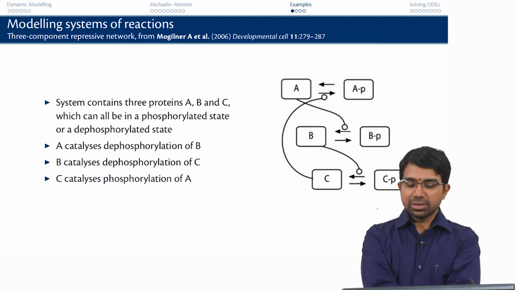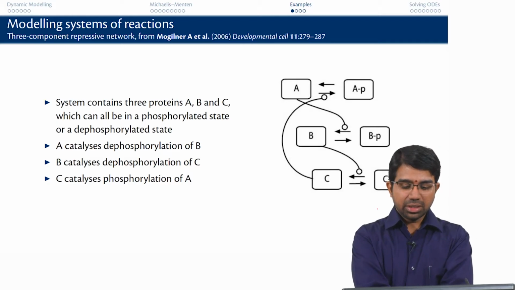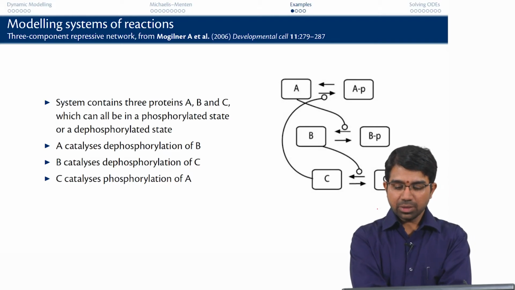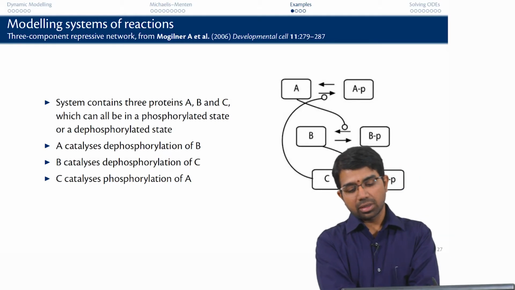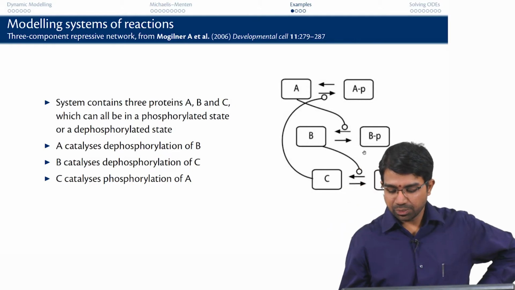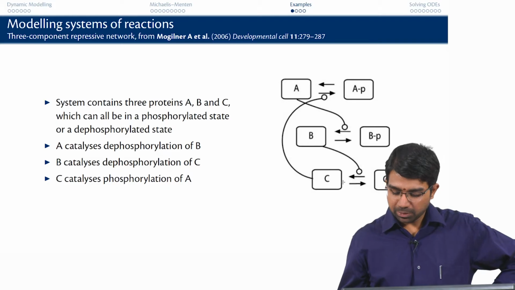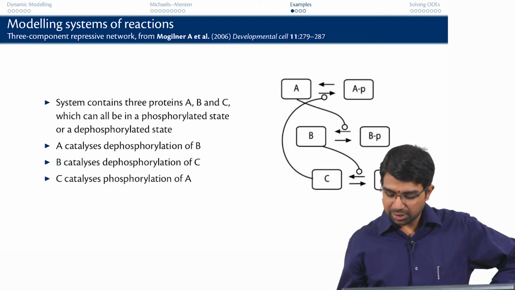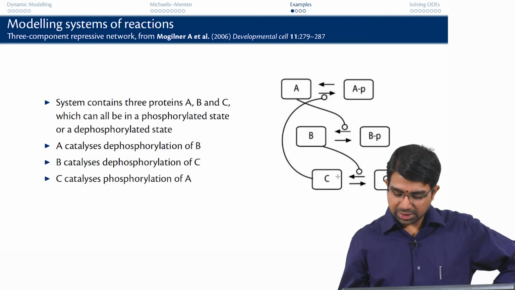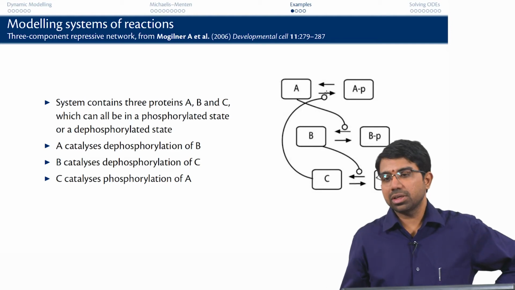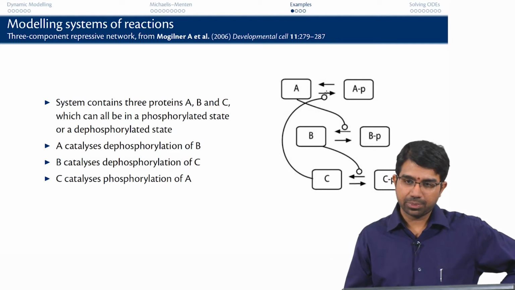How do we model this system? We have a system that contains 3 proteins A, B and C, where A catalyzes the dephosphorylation of B, B catalyzes the dephosphorylation of C, and C catalyzes the phosphorylation of A.